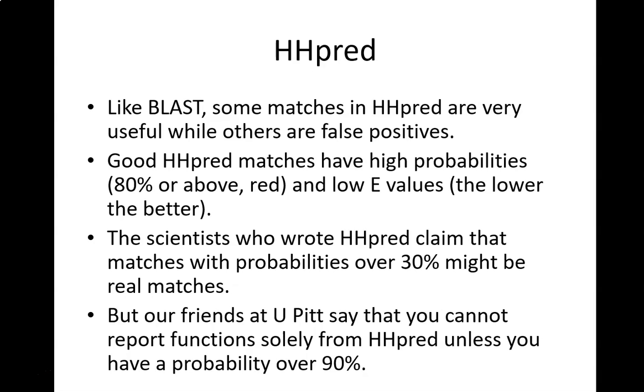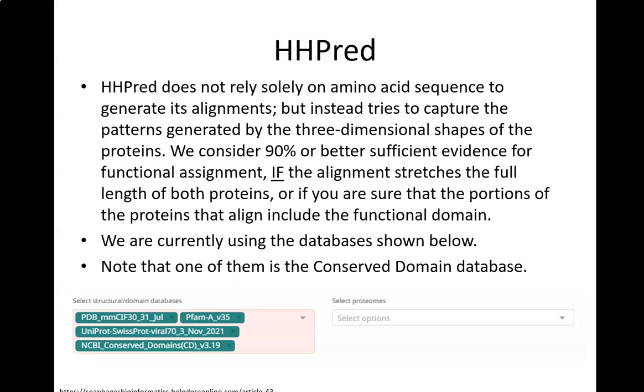The scientists who wrote HH-pred claim that matches over 30% might be real, but our friends at Pitt say you can't perform functions unless you have a probability over 90%. So we will not do that.